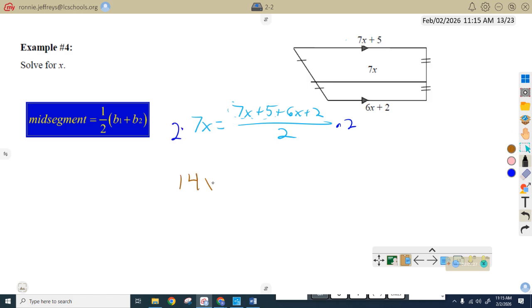So 14x equals 7x plus 5 plus 6 plus 2, 6x. So 13x equals 7. Oops. Not equals. Plus 7. Really?